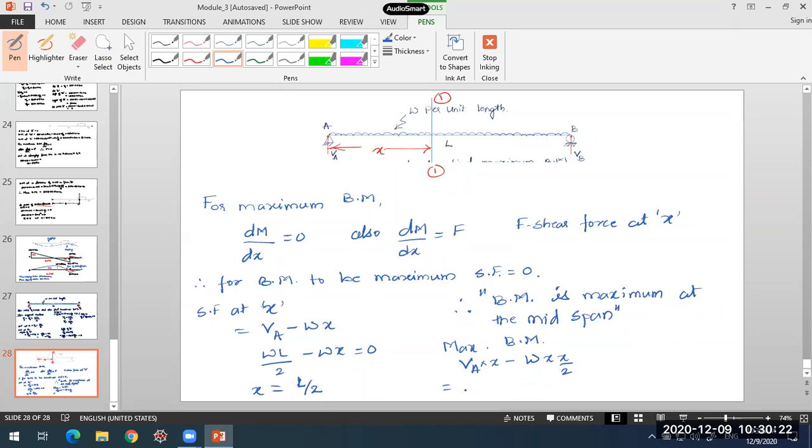So here I have W L by 2 into L by 2, this is my x value, minus W into L by 2 into half of L by 2. This is the maximum value of bending moment. What this comes out to be: WL square by 4 minus WL square by 8. What will it be?